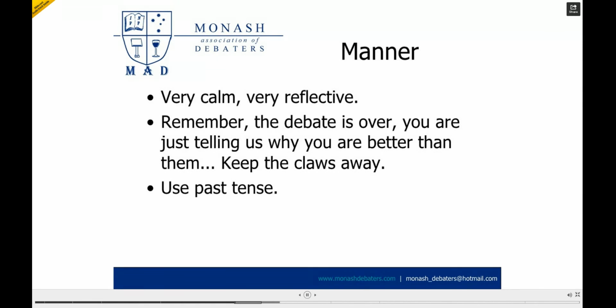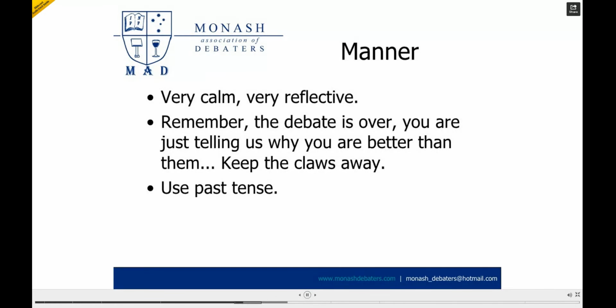Cool. So the next thing, and this is really important about replies, is that the manner of a reply speech is very different to any other speech that you're giving. Because the debate's over now, so you're not trying to be this hugely charismatic, awesome smackdown speaker anymore. The way you're trying to do this, as I said time and time again, is from the point of view of a biased adjudicator.